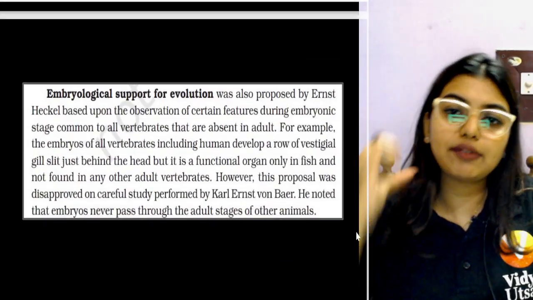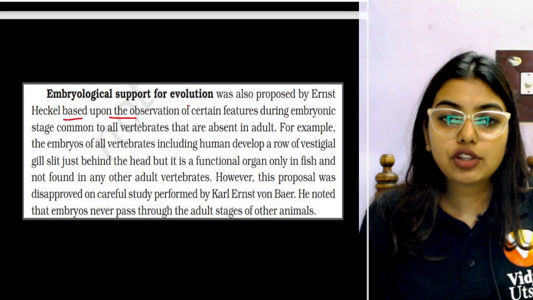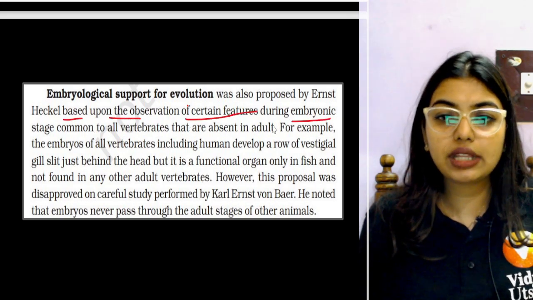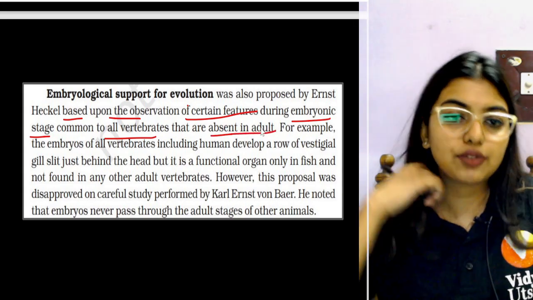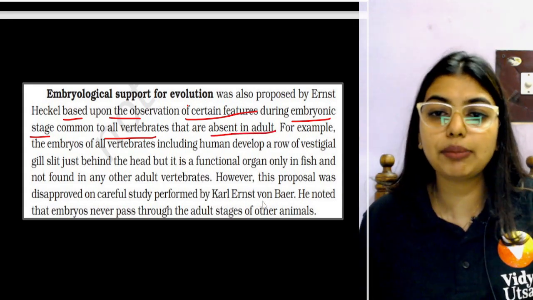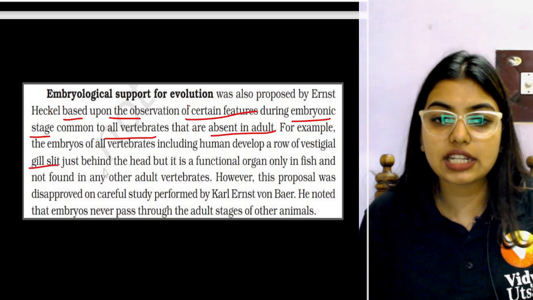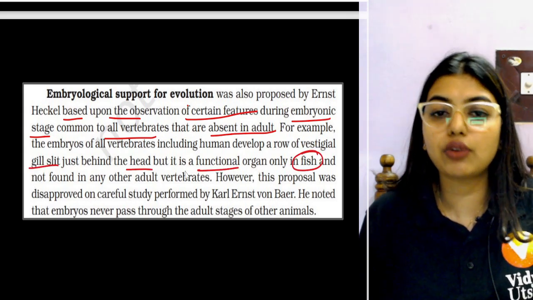Now, embryological support for evolution was proposed by Ernst Haeckel, based upon the observation of certain features during the embryonic stage common to all vertebrates that are absent in adults. For example, the embryos of all vertebrates, including human, develop a row of vestigial gill slits just behind the head, but it is functional only in fish and not found in any others.